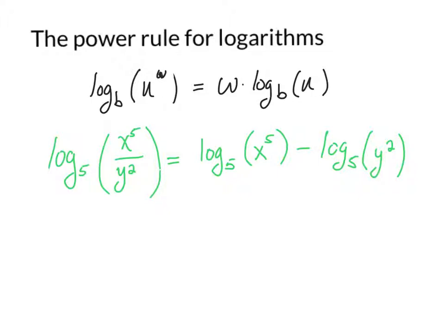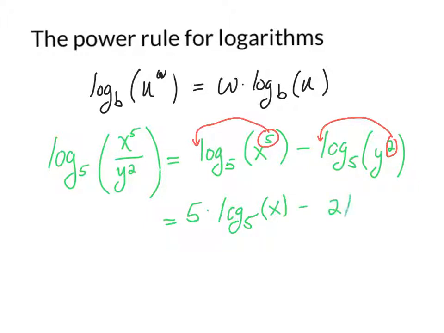And now I have two separate logarithms here. So I have log base 5 of x to the 5th and log base 5 of y squared, that do look like this. I have some input to an exponent, just like these terms up here. So this 5 I'm going to bring down out front, and this 2 I'm going to bring down out front. So let's go ahead and do that. All right, so this 5 will come out front, and this 2 will come out front of this logarithm. So we get 5 times log base 5 of x minus 2 log base 5 of y.